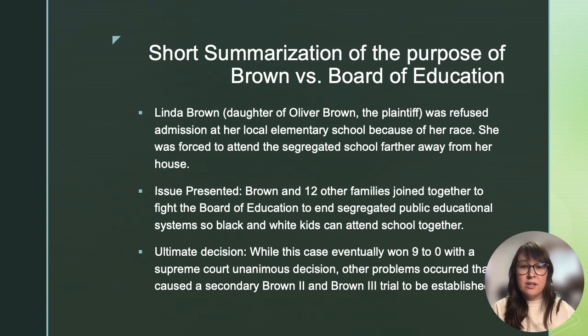So the issue that the Browns presented was that the Brown family, plus 12 other families that were dealing with the same situation, joined together to fight the Board of Education and to end segregated public educational systems so Black and white kids could attend school together. The ultimate decision for the first part of the case was a win on the Brown side of a 9-0 Supreme Court unanimous decision. But other problems occurred that caused two more trials, Brown 2 and Brown 3, to be established.